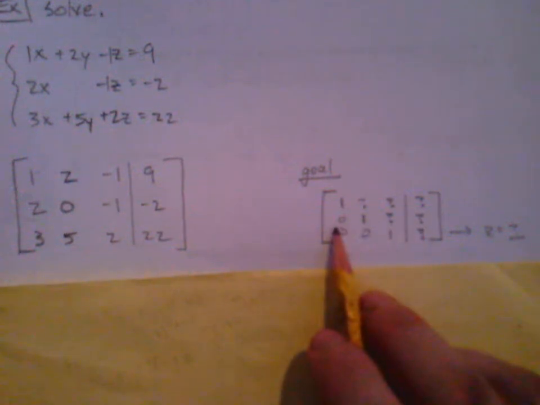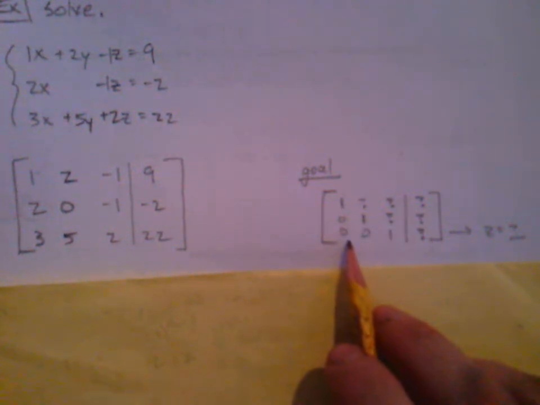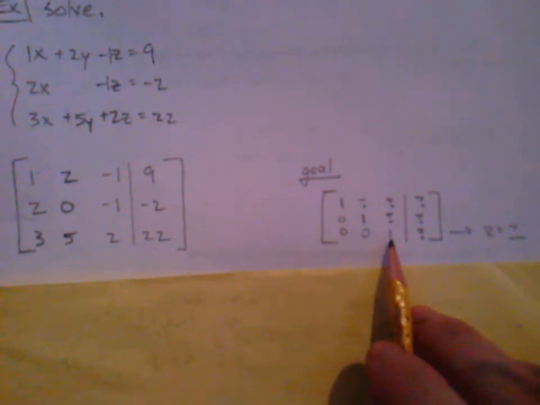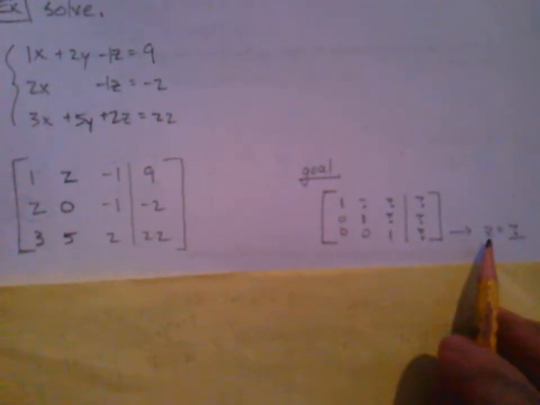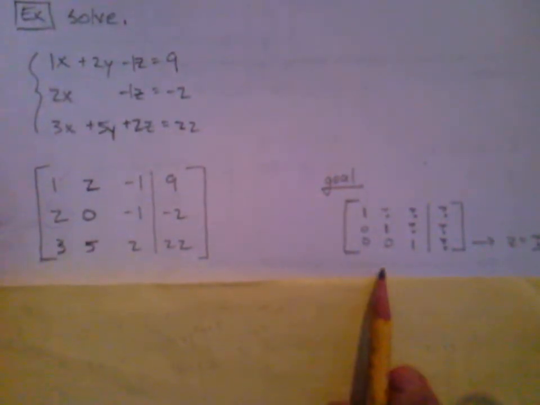Why do we want that? Because what is that last row telling us? 0x, 0y, z. Z equals whatever this is, right? So if we can do that, we'll know what z is, and we can back substitute, get y, and then back substitute to get x. Obviously we're going to do all this together. That's our goal right there. So how do we go about the goal?